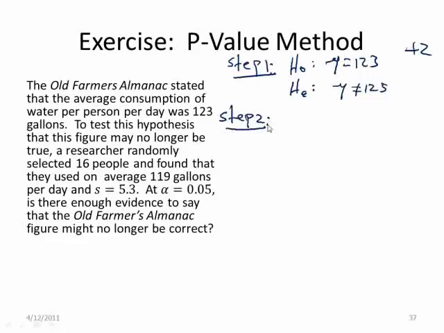So step 2 is to compute the t-test statistic. Oops, I gave it away, didn't I? To compute the test statistic, which one is it? T or the z? And why is it the t? Because we have a sample size of 16, and we also have a sample standard deviation.